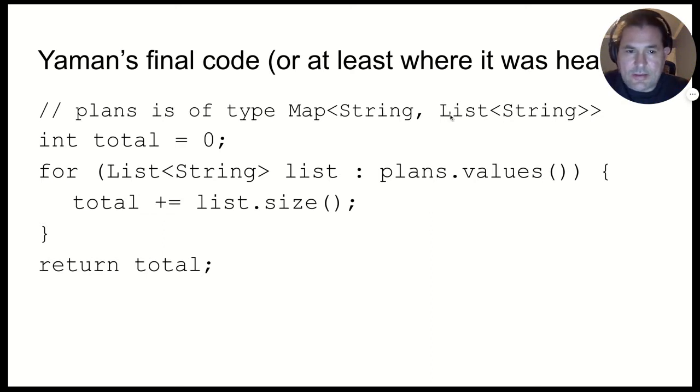And so here we're saying, okay, this is a list. So now we have a collection of lists, so I can iterate over this. And then what can I do with the list? Well, I can get its size and then add it to total here, right? So this is a more elegant way to do this.